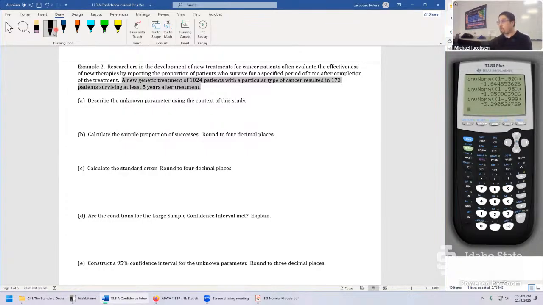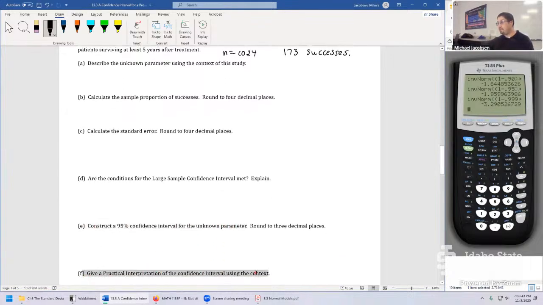So a couple things we can say right away is the sample size is the 1,024 patients, and n is 1,024. And this is all about surviving for 5 years after treatment. We had 173 in this study. It is fictitious data, but it looks about like what a real study could be. 173 patients surviving means there is 173 successes. So from there, we can now run through the entire procedure, culminating in part E, finding the confidence interval, and part F, giving the practical interpretation using the context.